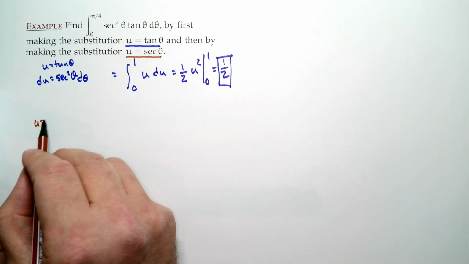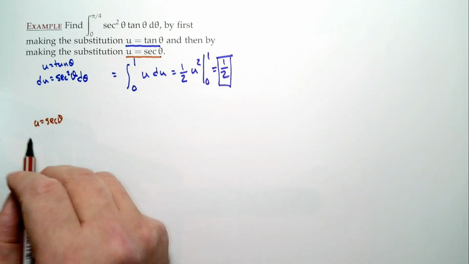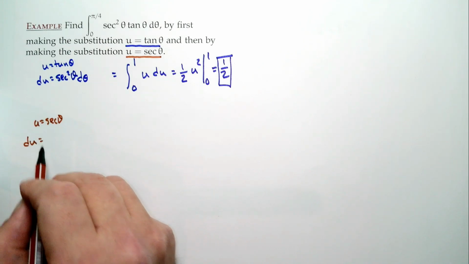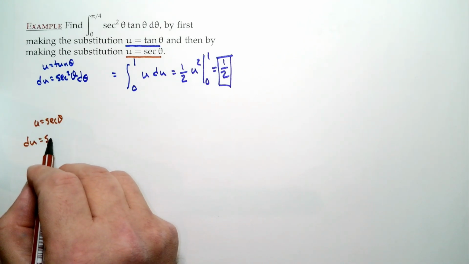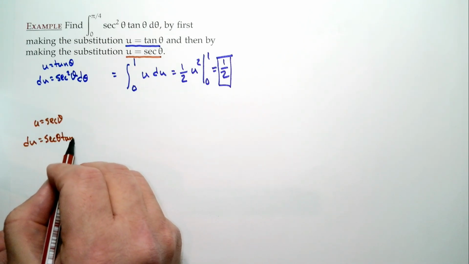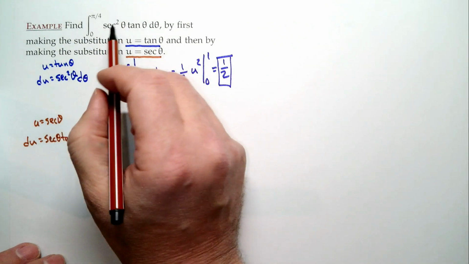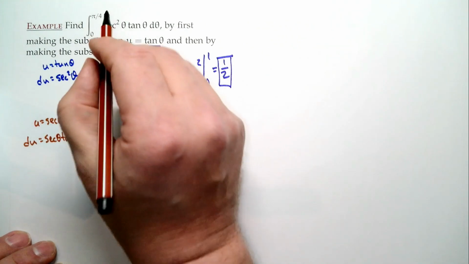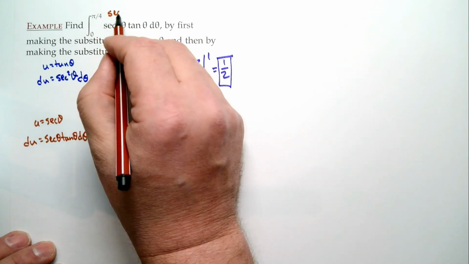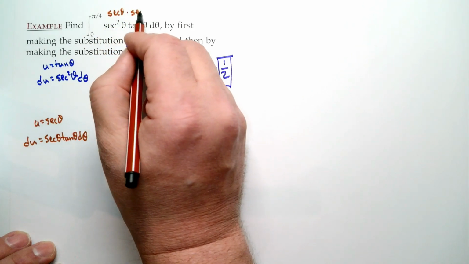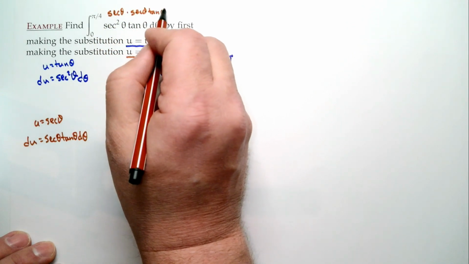So u equals secant of theta. What's the derivative of secant? Secant theta tangent theta, and we have a d theta on the end. So if you look up in our original integral, we might say, well, we don't really have a secant theta tangent theta. Well, we kind of do. It's just written in a weird way. See, the secant squared theta tangent theta could also have been rewritten as secant theta times secant theta tangent theta.